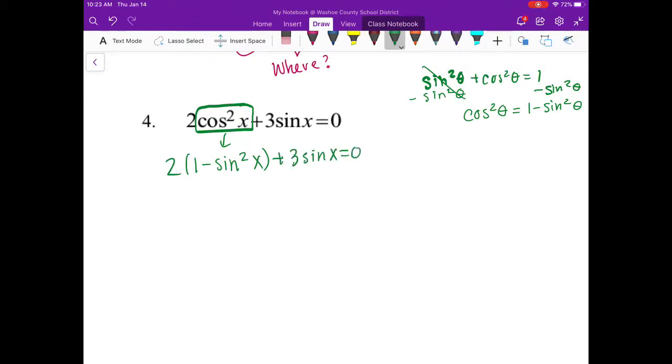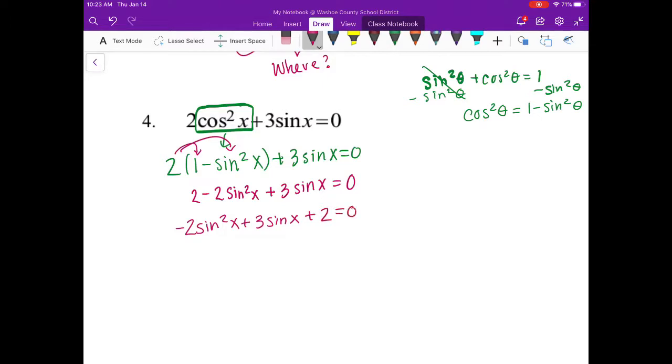So that's how you use those trig identities to help you rewrite the equation so that you only have one trig function in the equation. So from here, I'm going to distribute this 2 multiplied through: 2 minus 2 sine squared of x plus 3 sine of x equals 0. And for this to look more like a quadratic, I'm going to just rearrange it. I'm going to put my square term first. So 2 sine squared of x, and then just a regular sine term. And then my 2, my constant, is going to move to the end. So all I did was just rearrange. Okay.